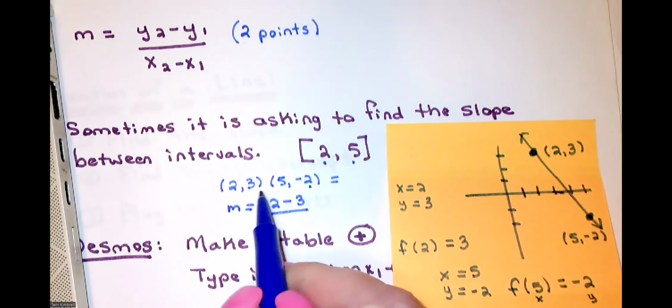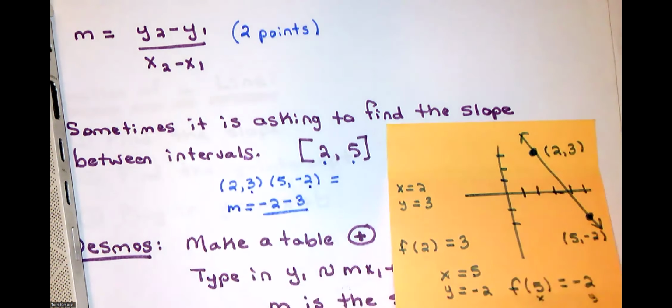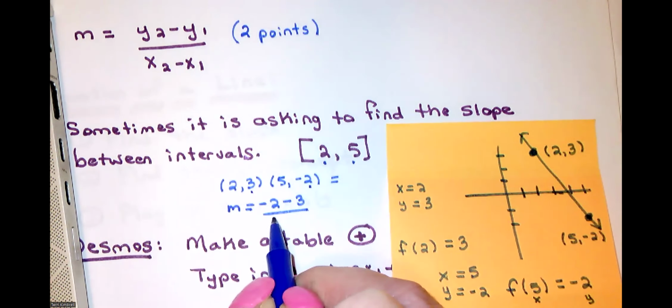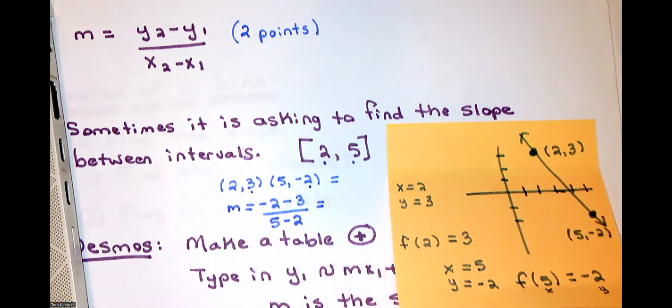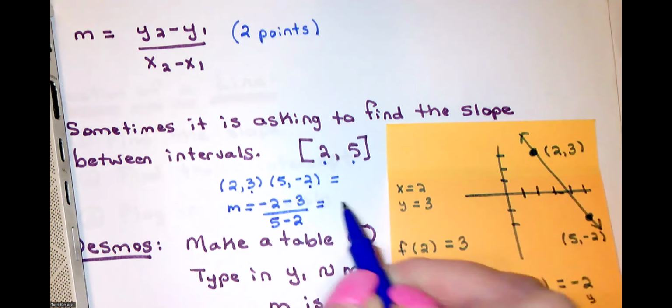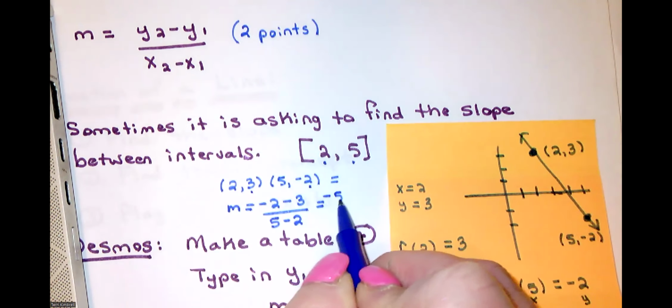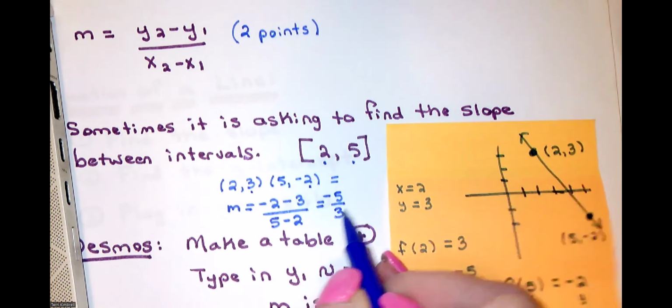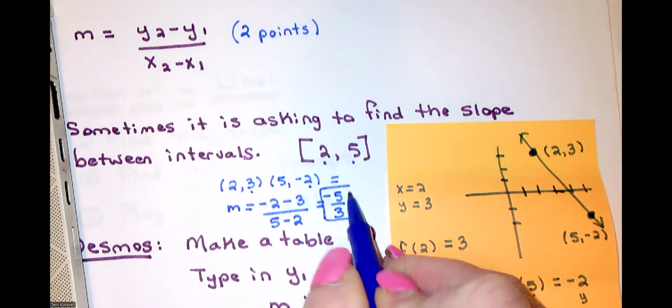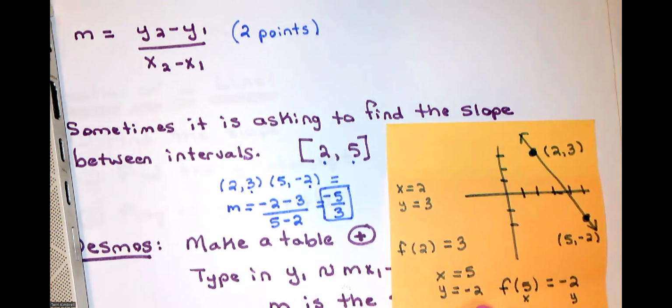So we did -2 minus 3. Now we're going to do our x, so it would be 5 minus 2. So -2 minus 3 is -5. 5 minus 2 is 3. So our slope is -5/3.